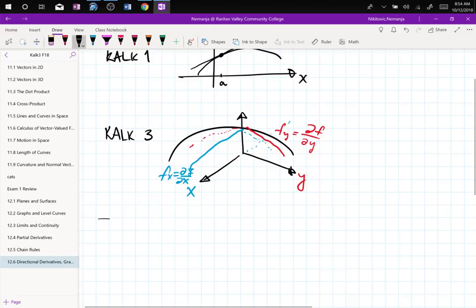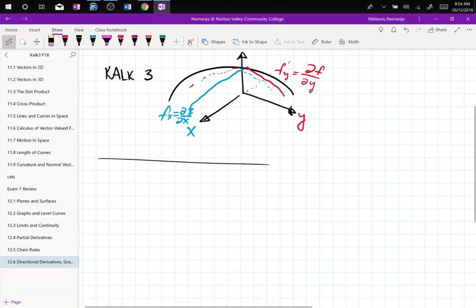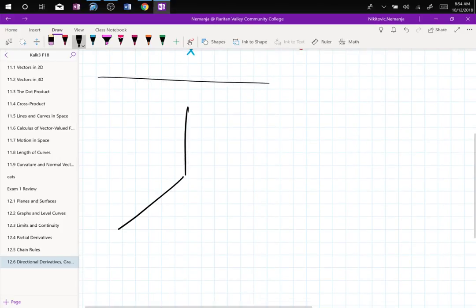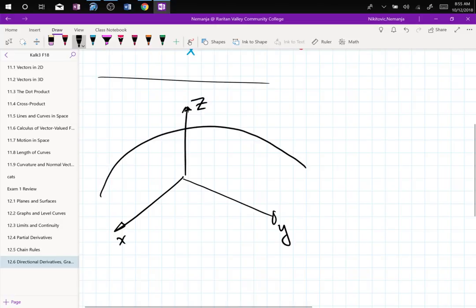But now, I want to achieve the derivative in any direction. So not just along the x-axis or along the y-axis and parallel, obviously. I want it in any other direction. So if I have an x, y, z coordinate system, and let's say I have, again, some kind of a surface, how about the derivative in this direction?